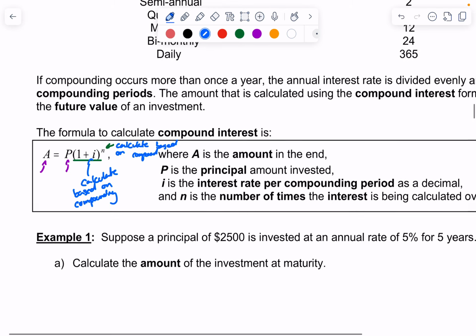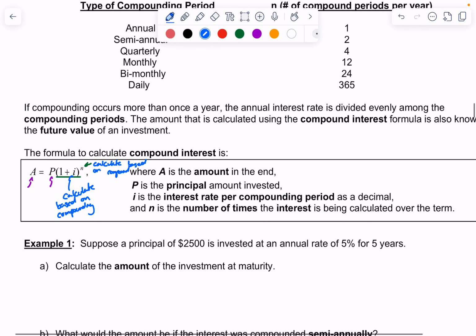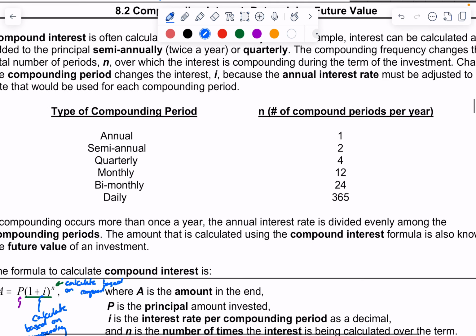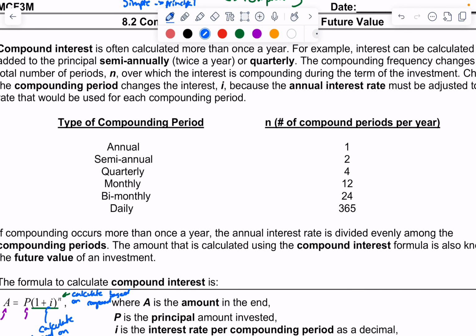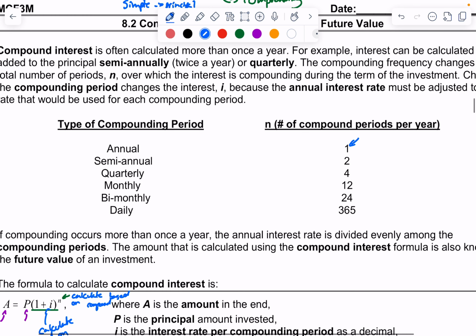What do I mean when I say compounding periods? In a question, it will say you are investing in something and it compounds annually. We're always looking at how many compounds happen. We always work on a per year basis. Annually means there's only going to be one compounding period that year. Semi-annually means 2 times a year, so there's going to be 2 compoundings.